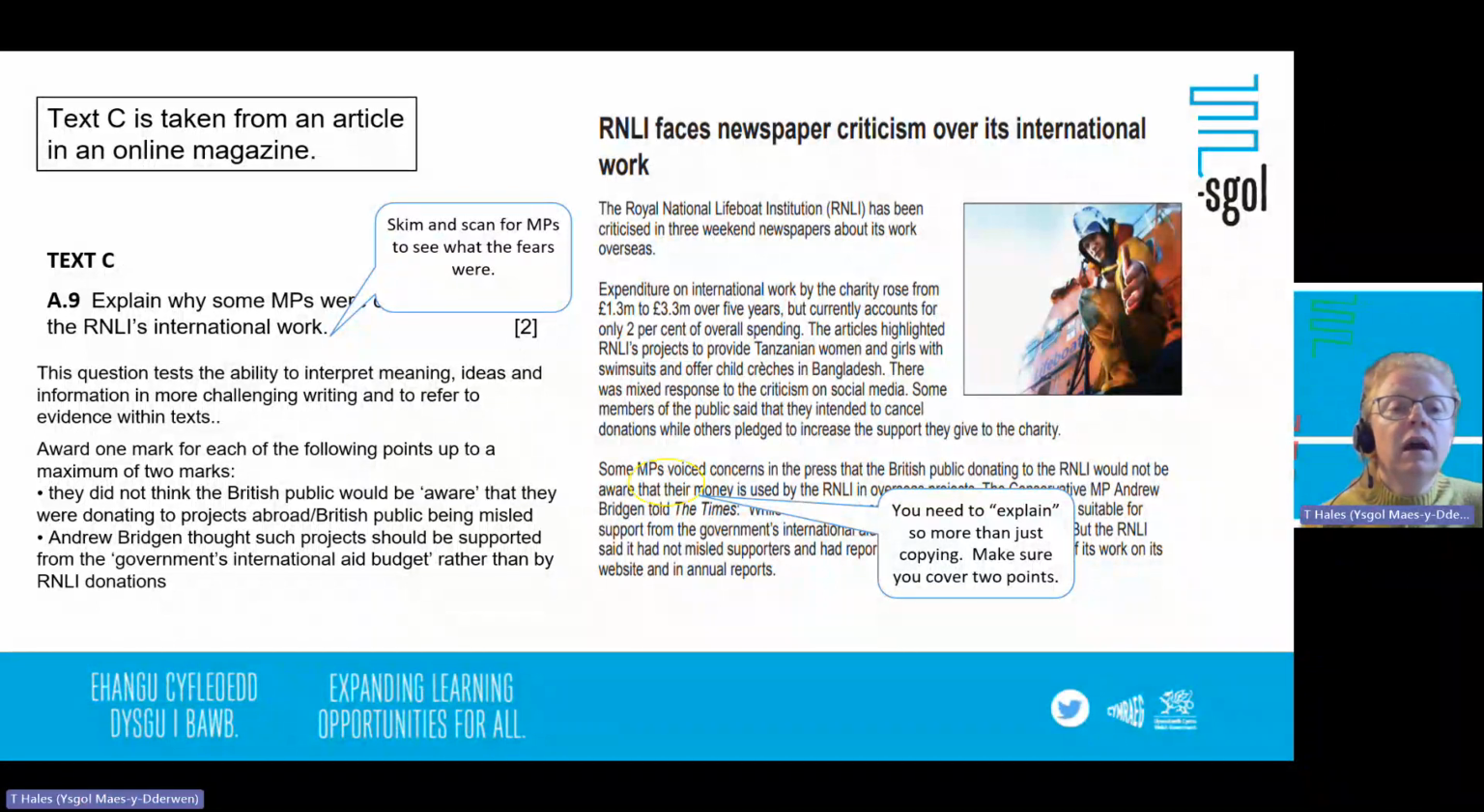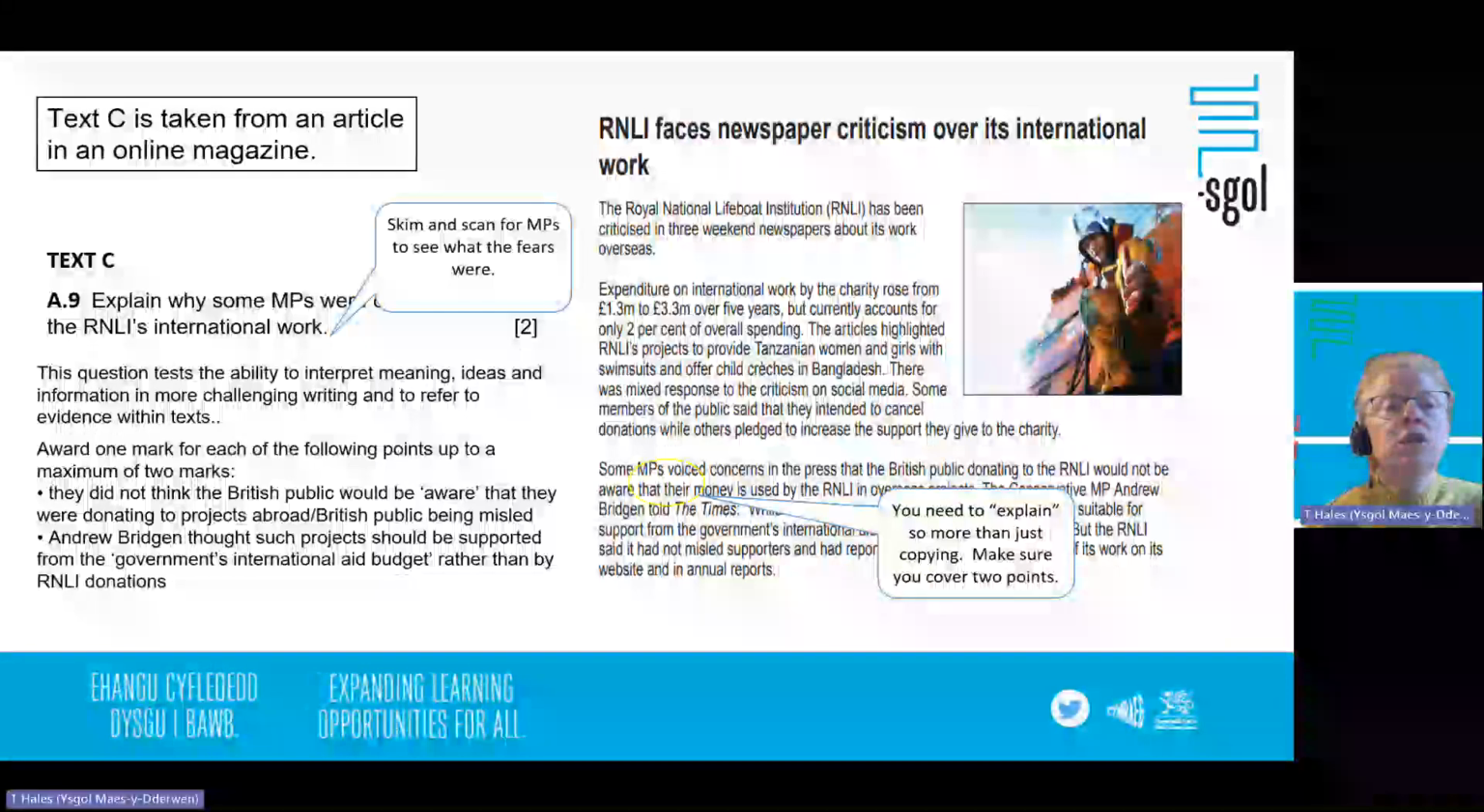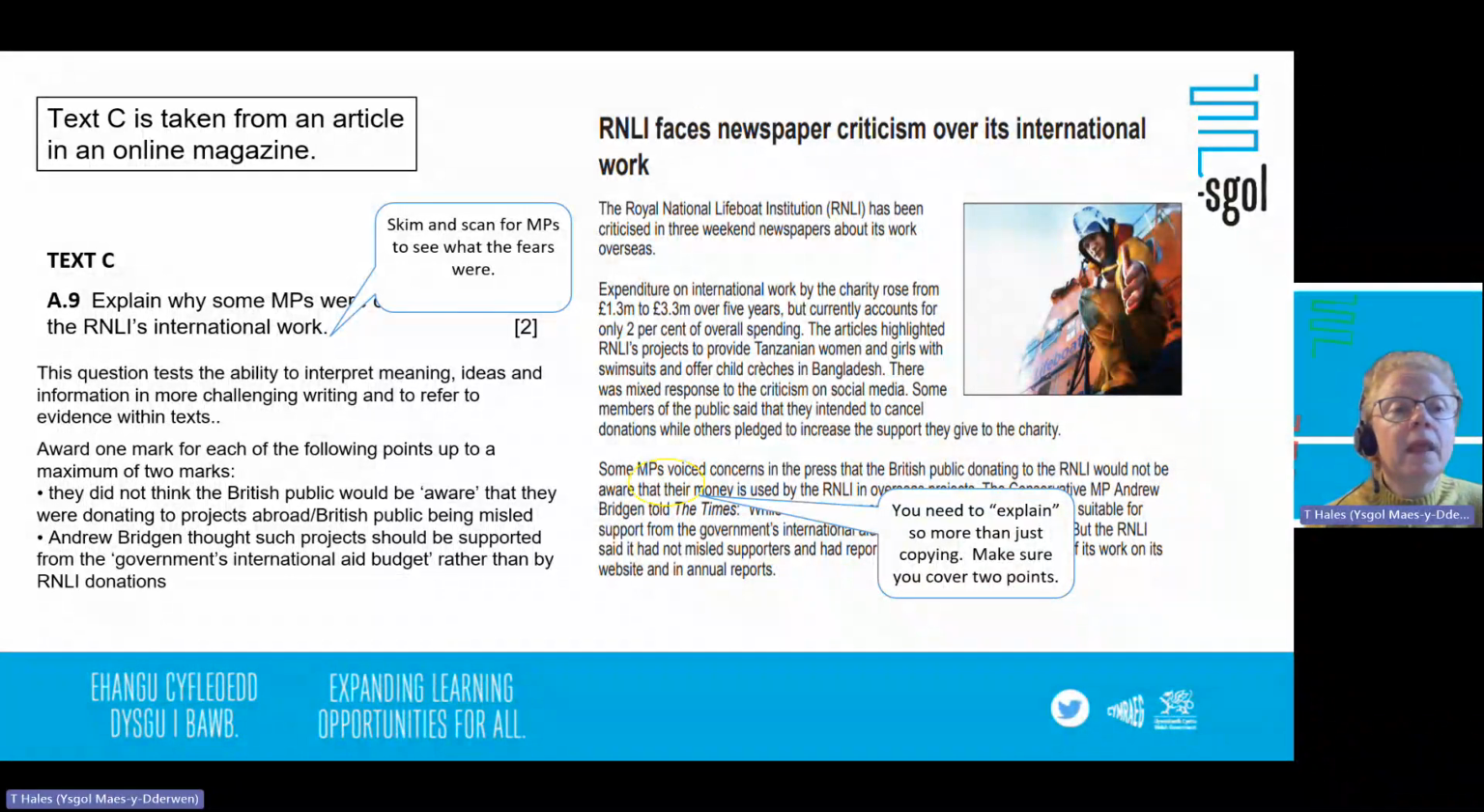Find where MPs are and then see what the concerns were. You need to explain it so it's more than just copying. Make sure you cover those 2 points. And we're looking at interpreting meaning. We're making sure that we're getting the information and that we are referring to evidence.